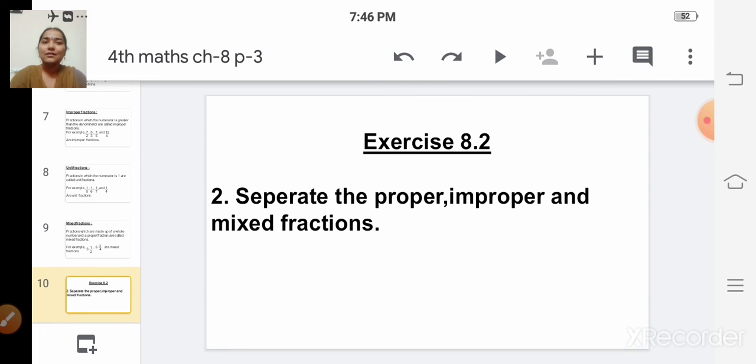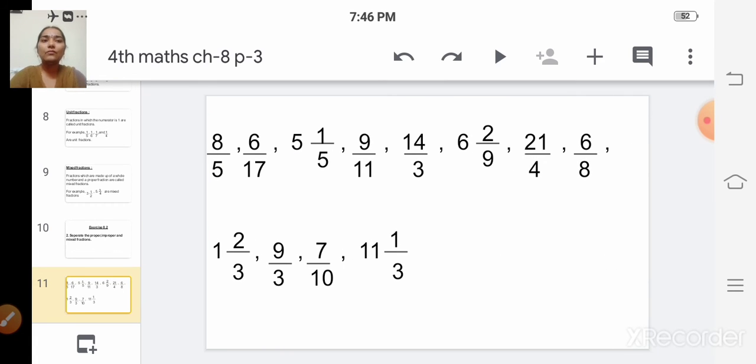So exercise 8.2, second problem. Separate the proper, improper and mixed fractions. They have given one set of fractions. So we are going to separate proper fractions, improper fractions and mixed fractions.